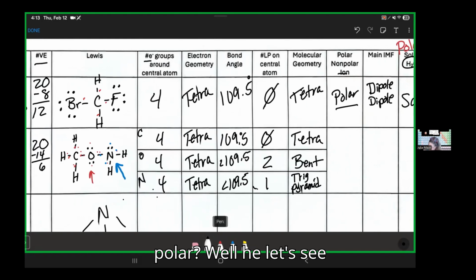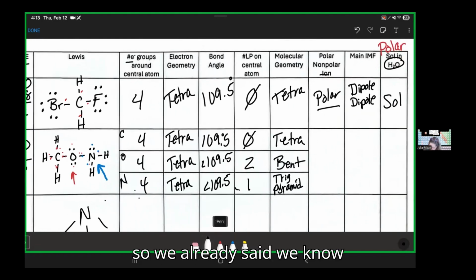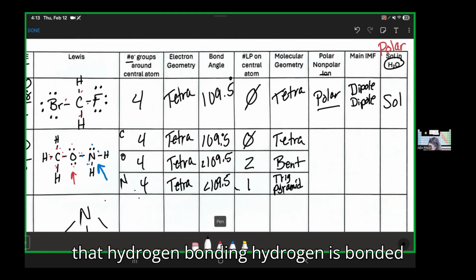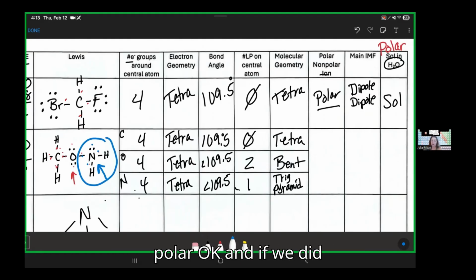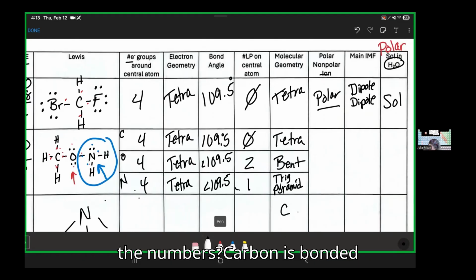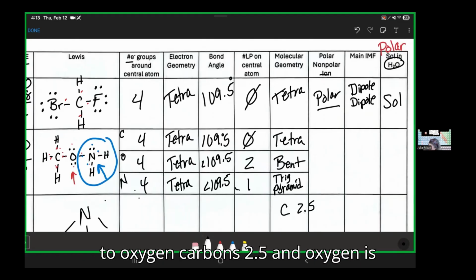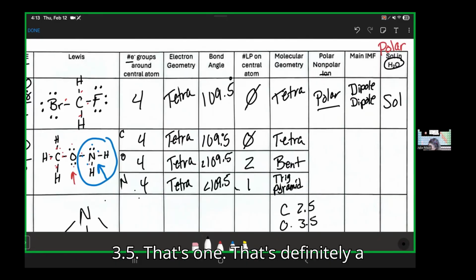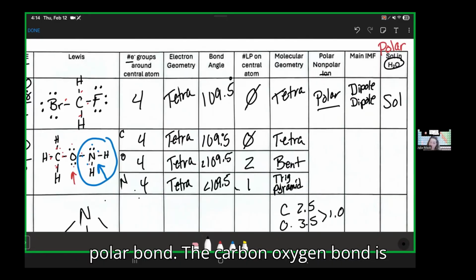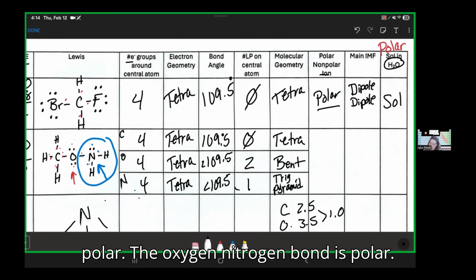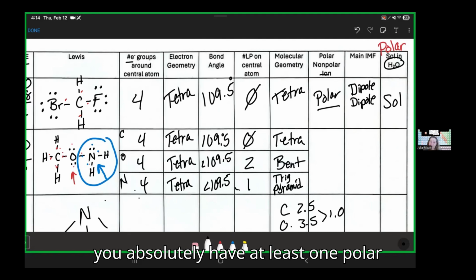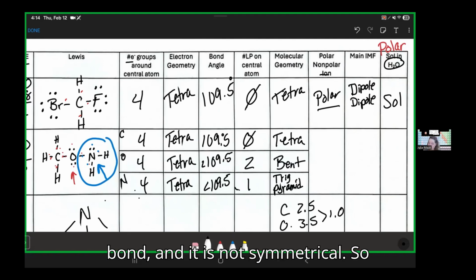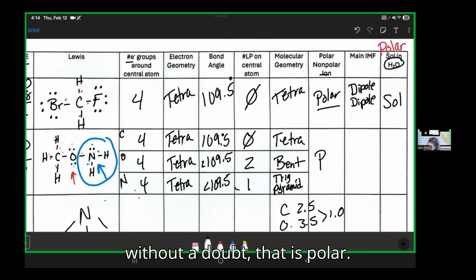And is he polar? Well, let's see. We already said that hydrogen bonded directly to a nitrogen is definitely polar. And if we did the numbers, carbon is bonded to oxygen, carbon's 2.5 and oxygen is 3.5. That's 1. That's definitely a polar bond. The carbon-oxygen bond is polar. The oxygen-nitrogen bond is polar. The nitrogen-hydrogen bonds are polar. So you absolutely have at least 1 polar bond, and it is not symmetrical. So without a doubt, that is polar.